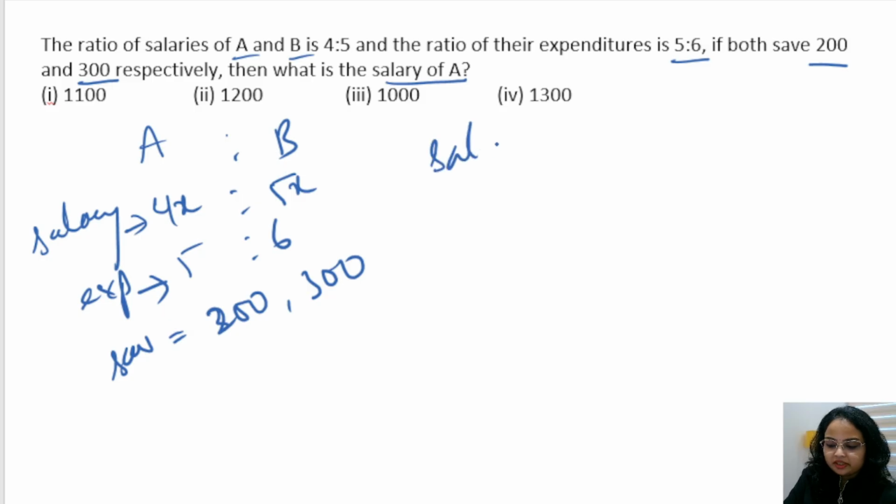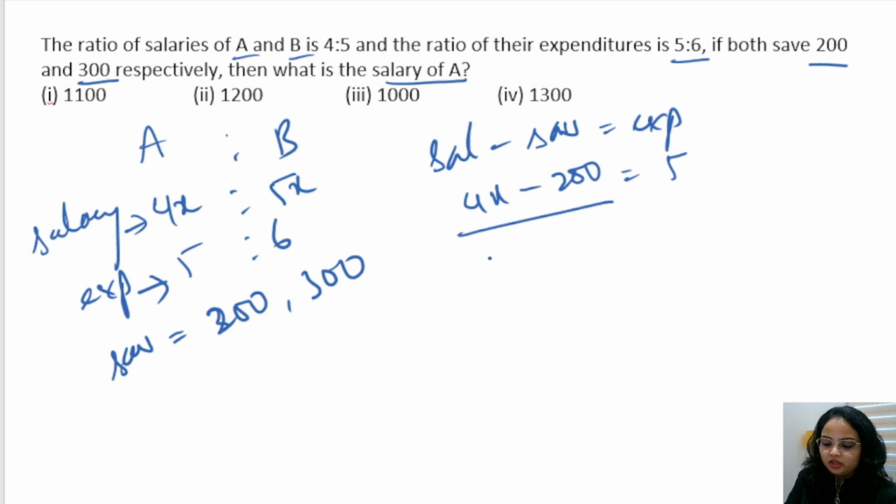So salary minus savings will give expenditure. For A, salary is 4x minus savings 200, this is the expenditure, the ratio of which is 5. We will divide these two. For B, what is the expenditure? It is 5x minus 300. This is equal to 6. So we will cross multiply here.